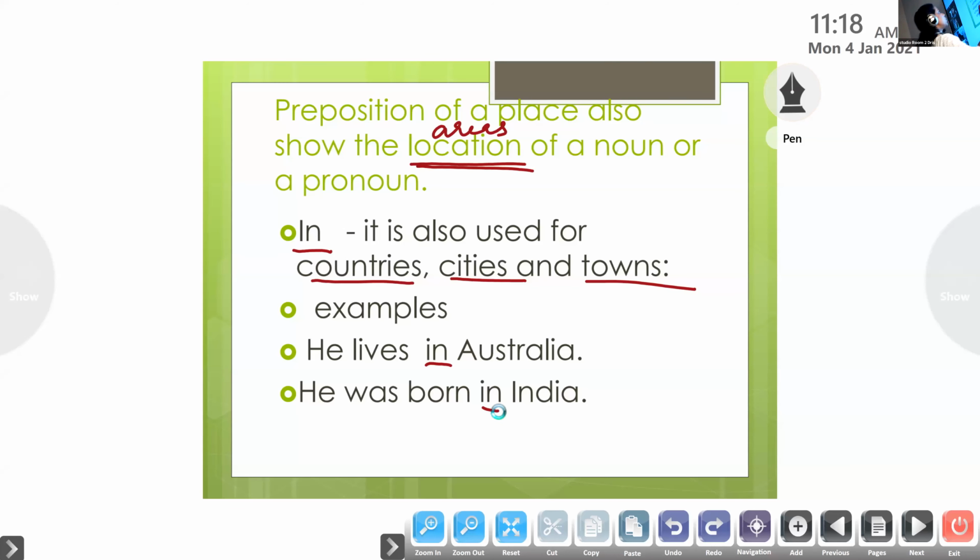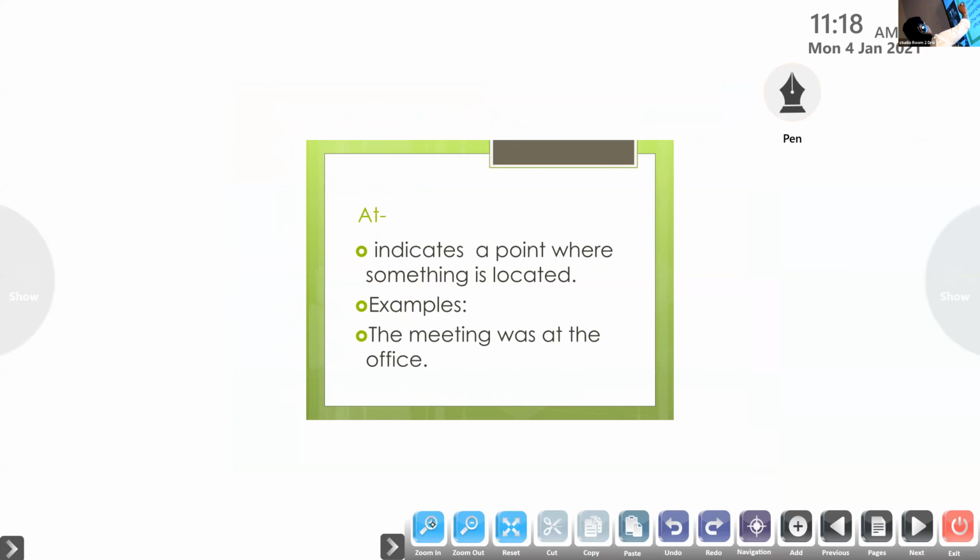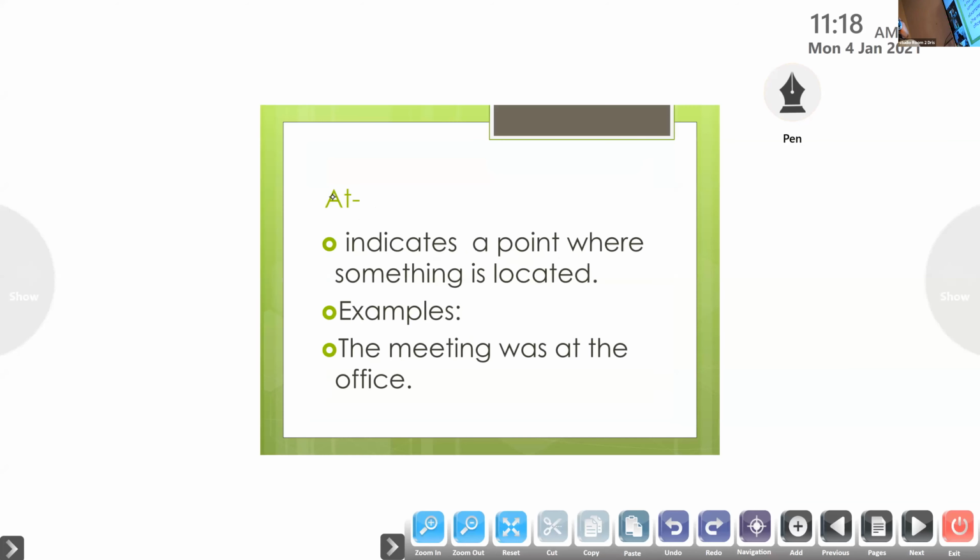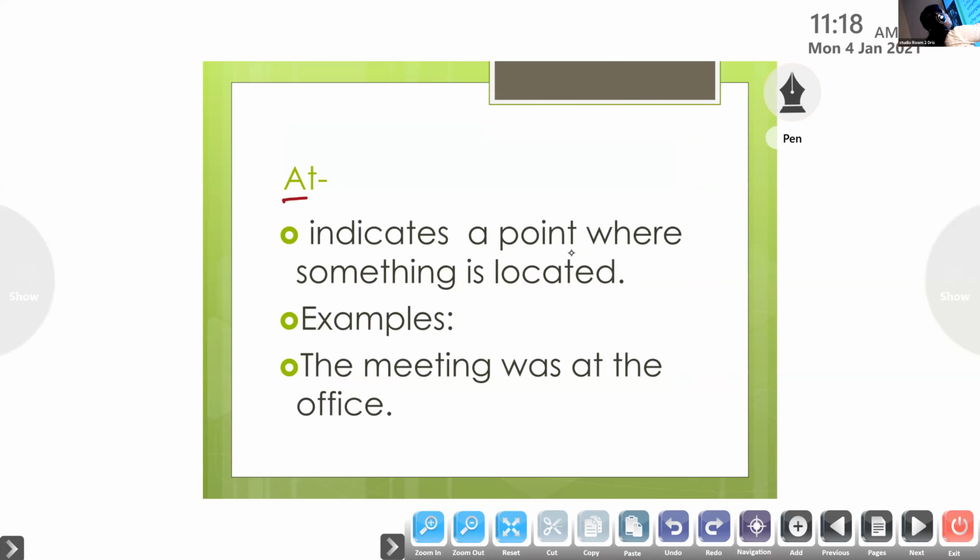Now we'll move on to the next word we are going to learn in today's class, at. What did I tell you? At indicates a point where something is located. It tells us the specific point or the location where a noun is located, or someone or something at a particular point. The meeting was at the office. It tells us the specific point where someone or something is. Is that clear to all of you?